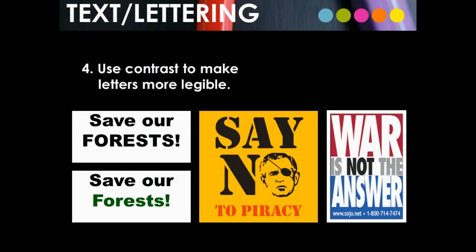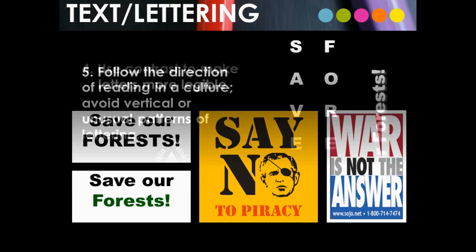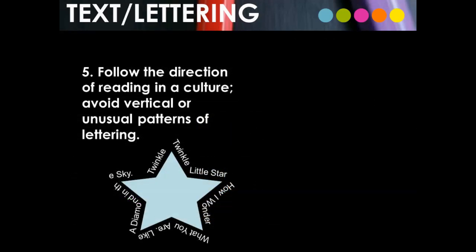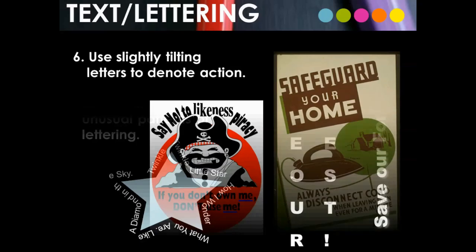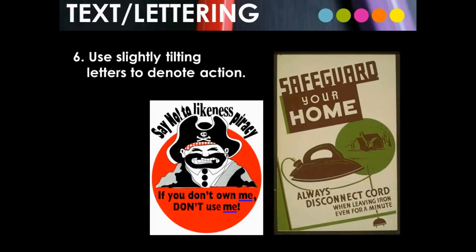The fourth tip in lettering is to use contrast to make letters more legible. It can be contrast in color, size, and style like in these examples. In terms of layout, we should follow the direction of reading in a culture. We should avoid circular or vertical patterns, which are also known as the pain in the neck layouts. Use slightly tilting letters to denote action, like in these examples.